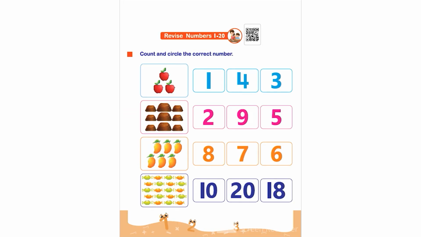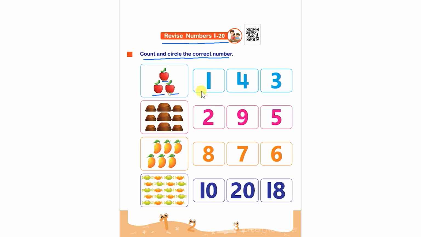Hello everyone. In this worksheet, the topic is revise numbers 1 to 20. Count and circle the number. So here they have to count the number of objects and then circle the number which is in correspondence with the correct number of objects.